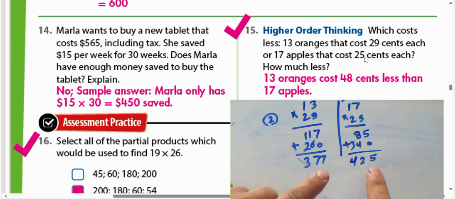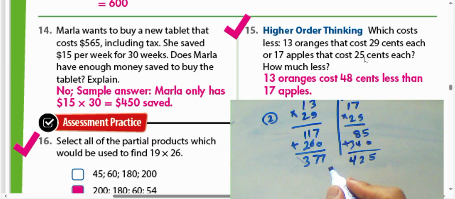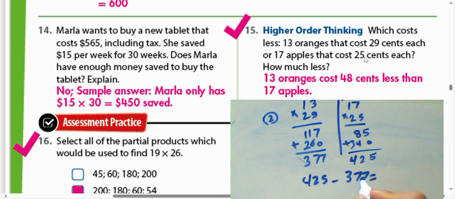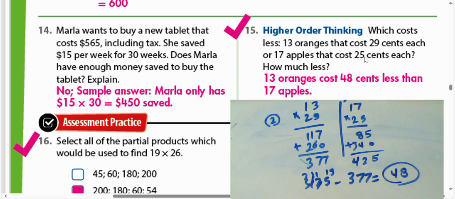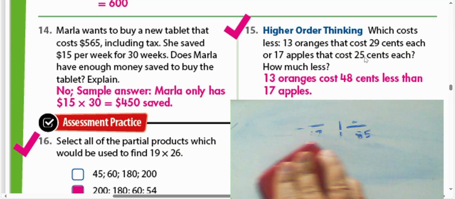We can find the difference between them right here. 429.5 subtracted by 377. 15 minus 7 we become 1. 15 minus 7 equal 8 and 11 minus 7 equal 4. Then the difference between them equal 48. Then 13 oranges cost 48 cents less than 17 apples.